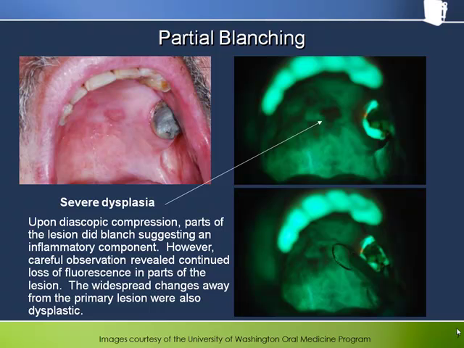Here is an example where an area of severe dysplasia shows evidence of blanching in perhaps the most clinically obvious area. See the picture on the lower right. The clinician from the University of Washington who performed this exam told me careful use of the blanching showed some areas of residual loss of fluorescence. The lesson is, blanching usually indicates an inflammatory component to what you're looking at, but it doesn't necessarily mean that it's an inflammatory lesion.